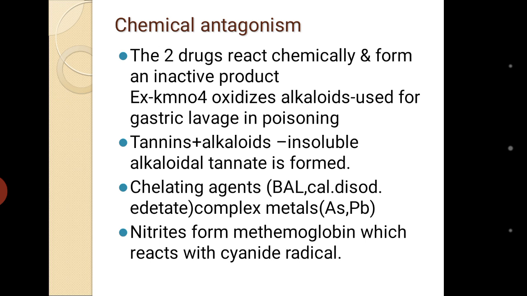Next one is the chemical antagonism. When two drugs react chemically, they usually form an inactive product. Examples are given: potassium permanganate oxidizes alkaloids. In physical antagonism, for alkaloid poisoning, we give activated charcoal. But in chemical antagonism, we give potassium permanganate as a gastric lavage in case of alkaloid poisoning. Lavage means the patient is told to drink this preparation, and then they start vomiting.